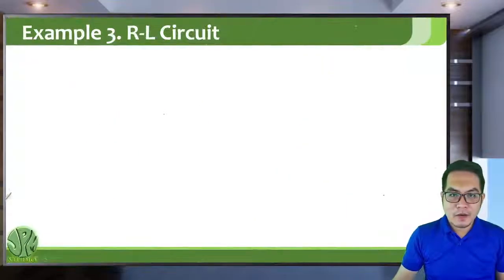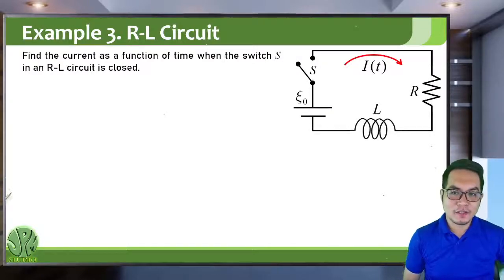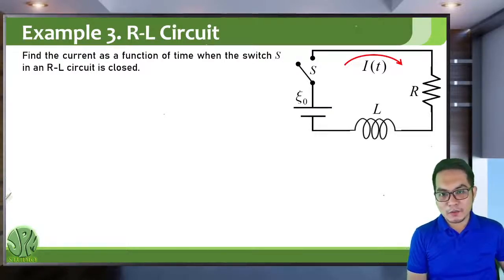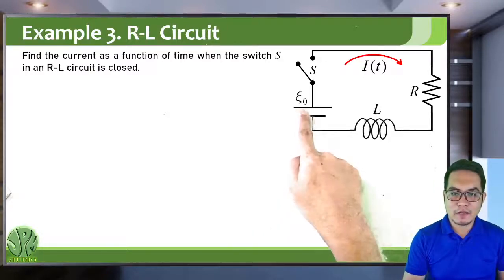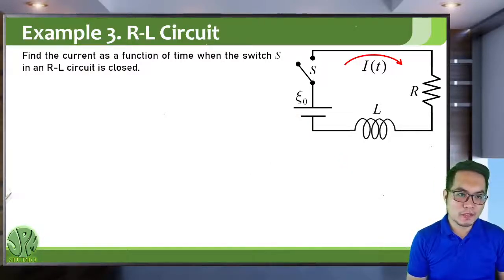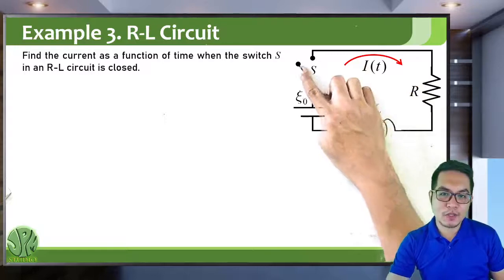For our last example, we will analyze a resistor-inductor circuit, or an RL circuit. The RL circuit is connected to a source of EMF, say a battery, with EMF sub-zero or EMF naught. We are asked to find the current as a function of time when the switch in an RL circuit is closed. Take note, originally the current is 0 because the switch is open.